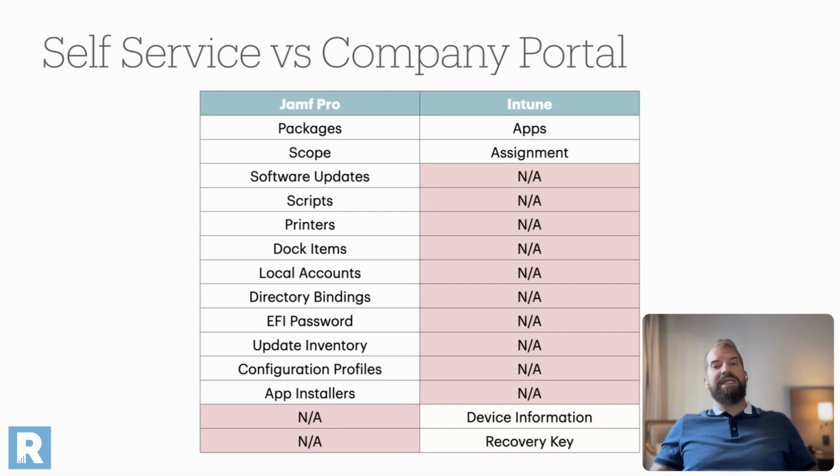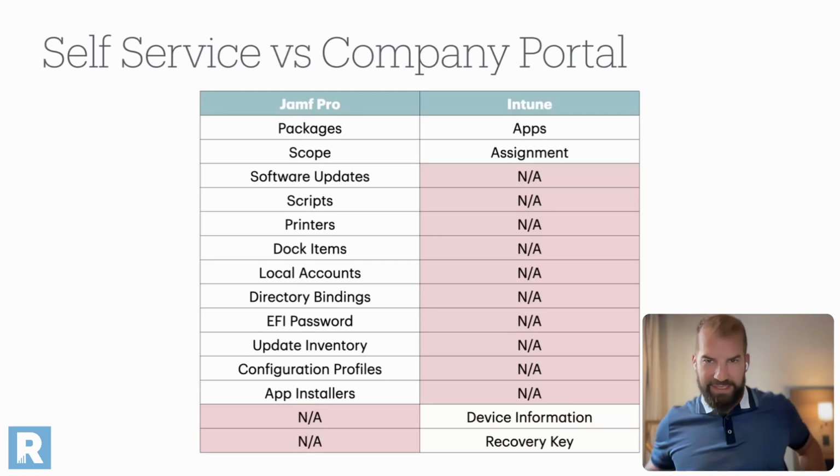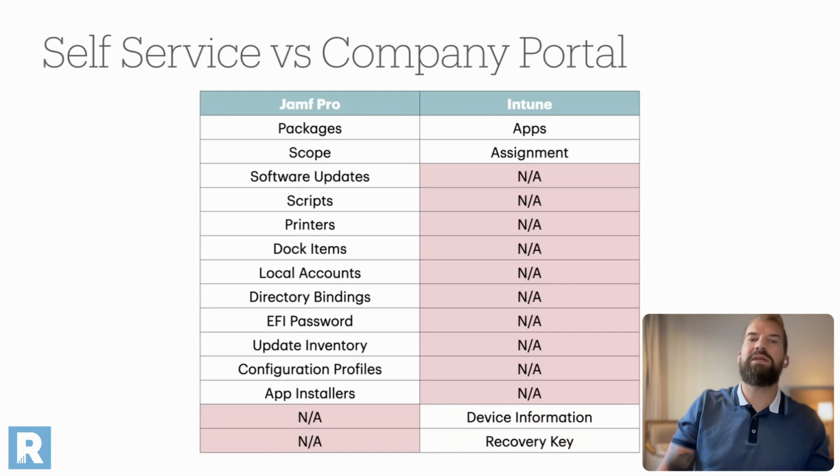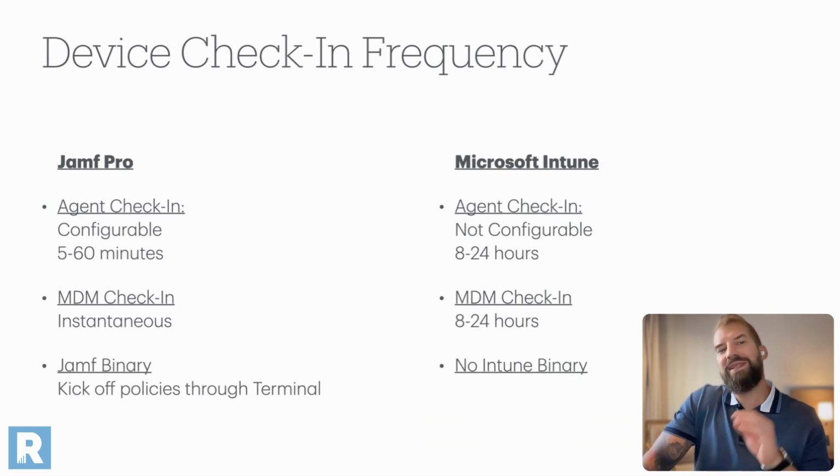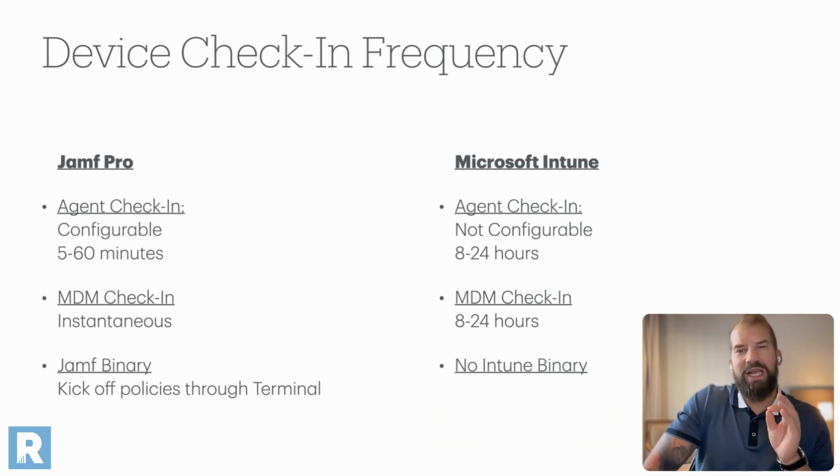Where in Intune, you can't do any of that stuff. You can't even deploy a script through self-service. So it's a lot more limited. I should call it Company Portal, not self-service. But within Intune, Company Portal is a lot more limited than self-service for Jamf Pro. And I really want to talk about device check-in frequencies.